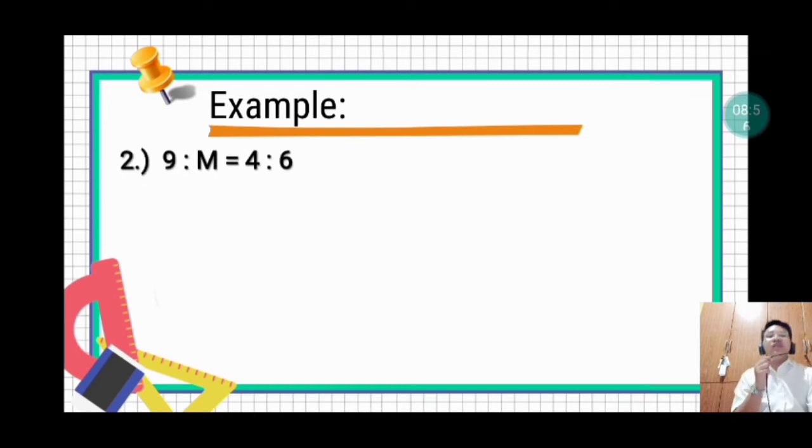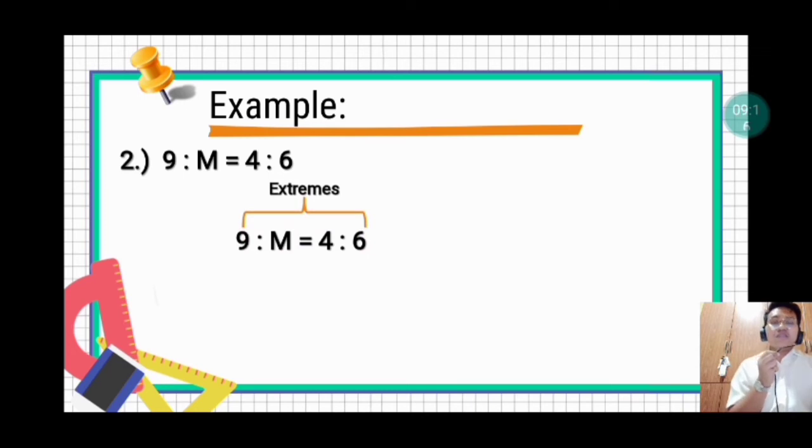Another example. Again, I will be giving you 3 minutes to solve this problem. And after that, we will solve it together to find out if your answer is correct. So, children, it is now time. So, let us solve. Again, copy the given.